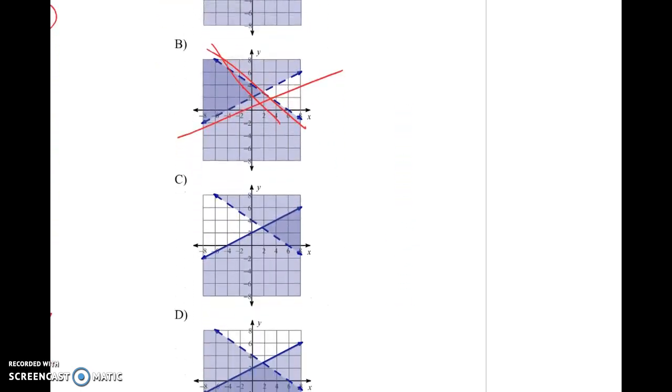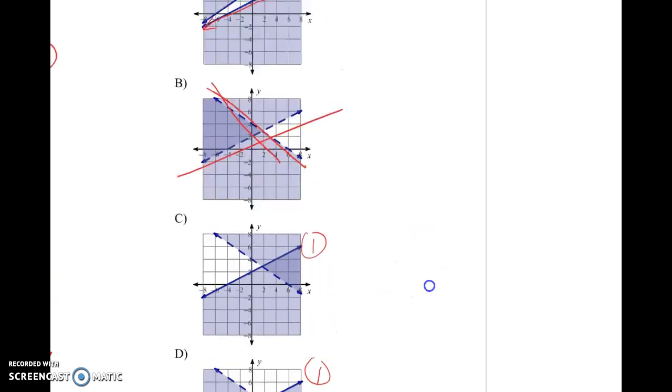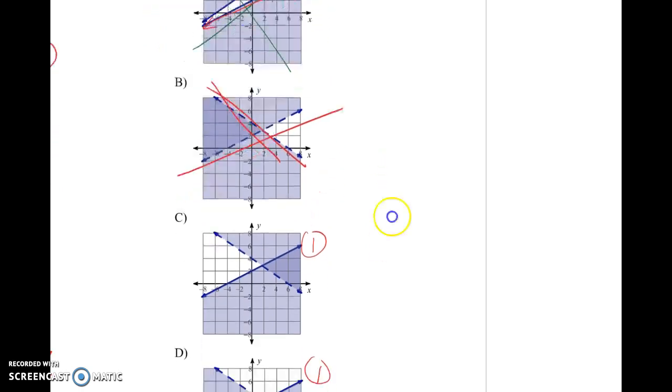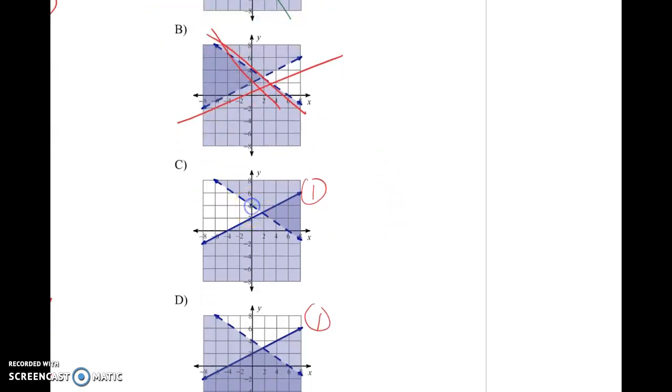If I go to C, good, line 1 is there, and even D, line 1 is there. So now let's find line 2. Line 2 should have a y-intercept of 4, and it should be down 2 over 3. So notice that this one does not line up. It should be a negative slope. We've already eliminated choice B, so now we're looking for a y-intercept of 4, down 2 and over 1, 2, 3. Good, and it is a dotted line.